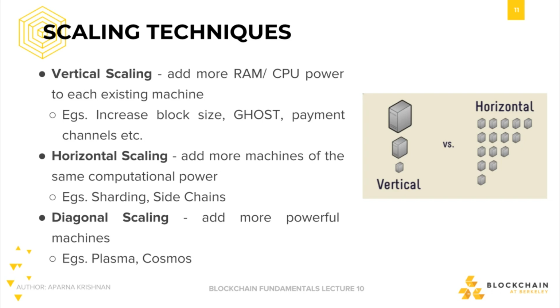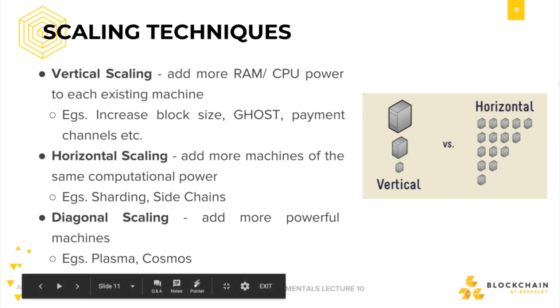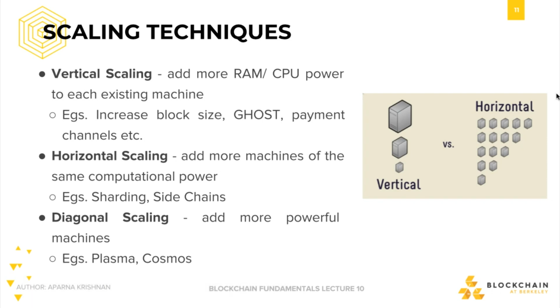Horizontal scaling is a notion of, okay, if we cannot add any more RAM or CPU power, let's add more machines of the same amount of computational power. So this image is basically a difference between vertical and horizontal scaling. And examples of those are sharding and sidechains, which we'll again look at today. Diagonal scaling is just some combination of vertical and horizontal. Some very cool examples are Plasma and Cosmos. They're both actively under research right now. If you're interested in helping out with scaling in the blockchain world, you should come talk to me. And those are very hot areas of research.